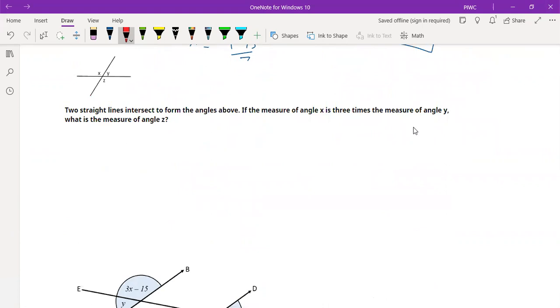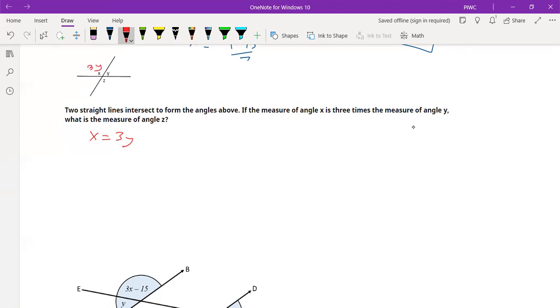It says 2 straight lines intersect to form the angles above. If the measure of angle X is 3 times the measure of angle Y, what's the measure of angle Z? So let's put in the information. Always annotate your diagrams. Angle X is 3 times angle Y. So you can say that X is equal to 3 times Y. Okay, let's put that in the diagram. So in place of X, I can say that this is going to be 3y over here.